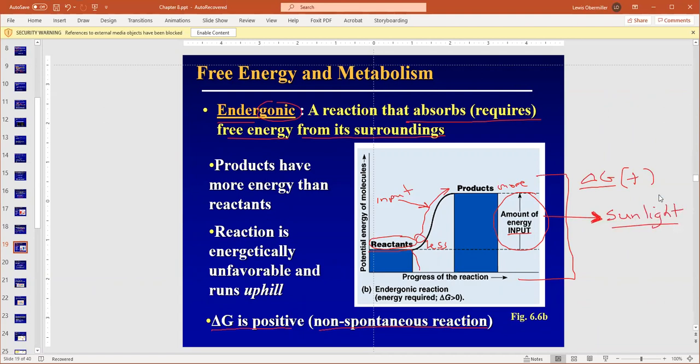The sun. Yeah, it comes from the sun. And so that way we follow the rules of thermodynamics. We can't create or destroy energy. We can only change forms. So we have to put energy into the system to get it to occur, so that these are the same.